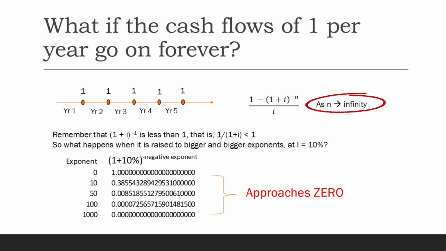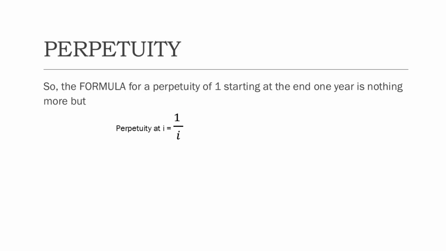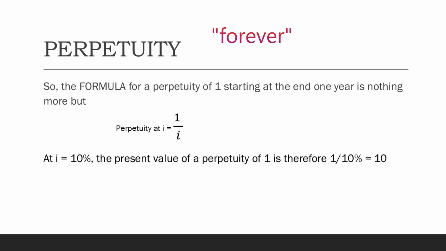we can just think of (1 plus i) raised to the power negative n as approaching 0, and for all intents and purposes, we consider it as 0. And this leaves us with a simple equation, 1 over i. So for this kind of forever cash flows, the formula is just 1 divided by the interest rate i. These kinds of cash flows are called perpetuities. Here at 10%, there is a present value of 10 from 1 over 10%. That's the present value of 1 at the end of every year forever.